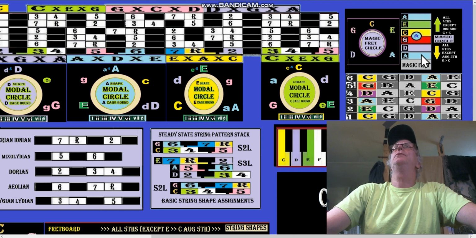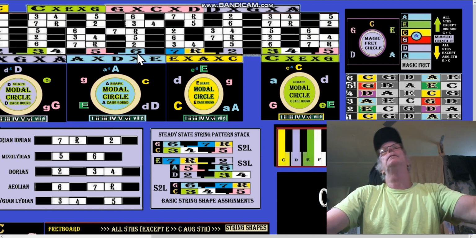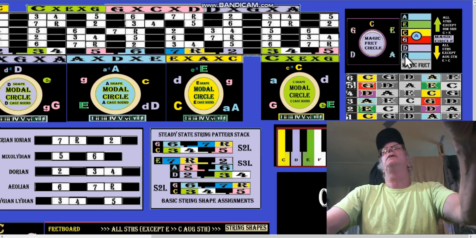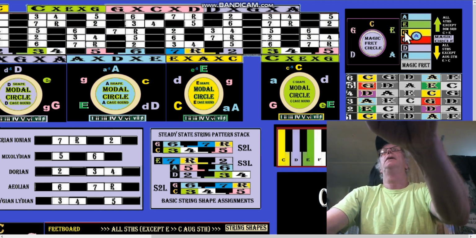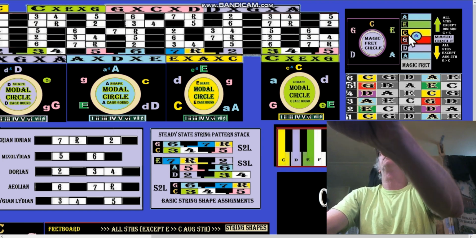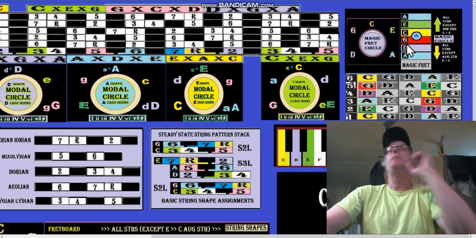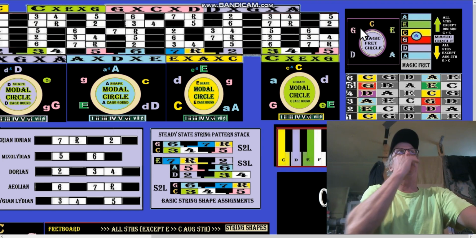For instance, when you are on the A fret, which is the 6th of C, the A note. If you go up in fourths, the 4th of A is D, the 4th of D is G, the 4th of G is C, the 4th of C is F, but it's a diminished 4th. The 4th of E is A. You're essentially going clockwise on the magic fret circle. Okay, if you go down again, you go counterclockwise. So that's proper use of the magic fret circle there.